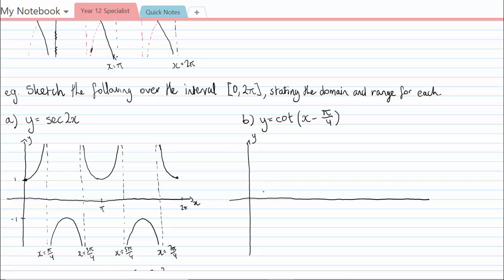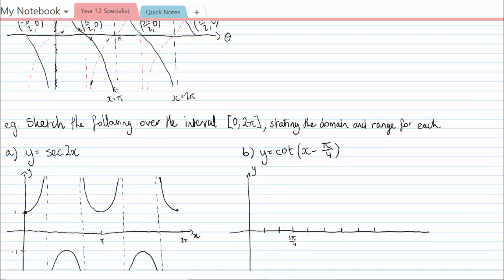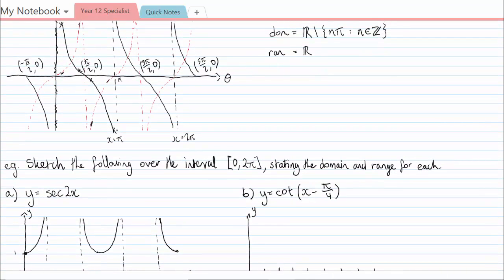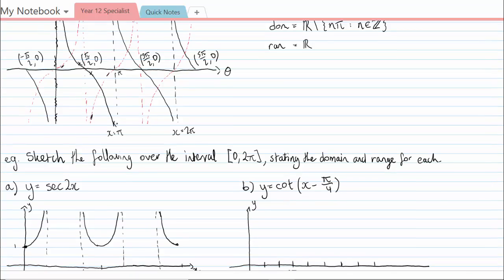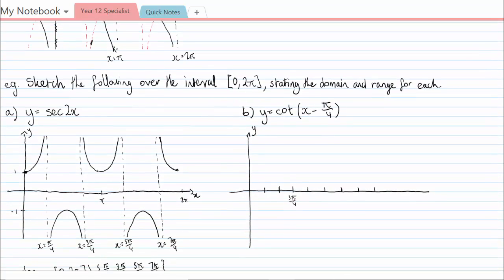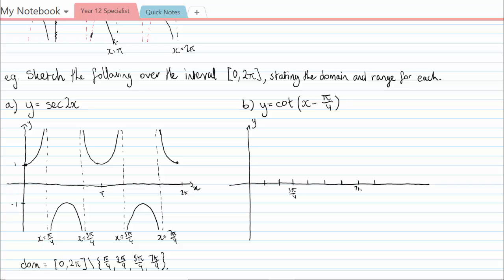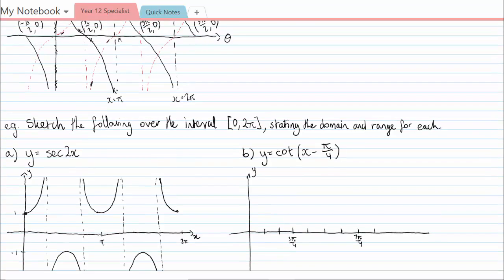which, if I just break this up into intervals of pi on 4, pi on 4, pi on 2, 3 pi on 4, and then pi, 5 pi on 4, 6 pi on 4, 7 pi on 4, and 8 pi on 4, which is 2 pi. So we had pi on 2, which has now become 3 pi on 4, and 3 pi on 2, which is now 7 pi on 4. So those are our 2 intercepts.